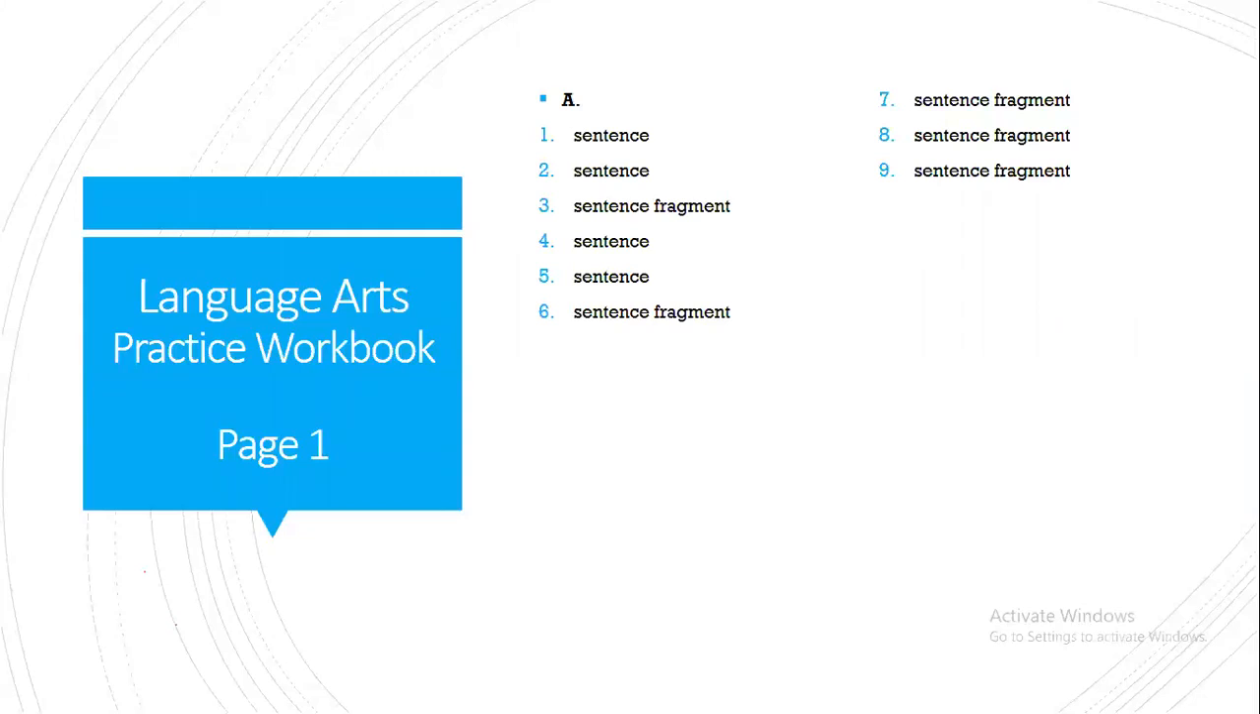Her journal helps her remember the trip. Sentence. Very good. So number 10 is a sentence. All right. Let's move on to part B.